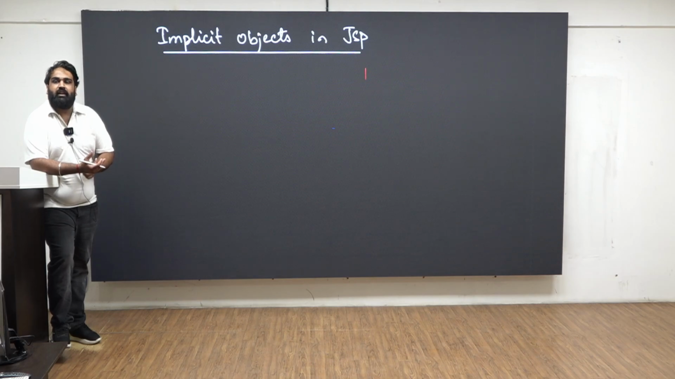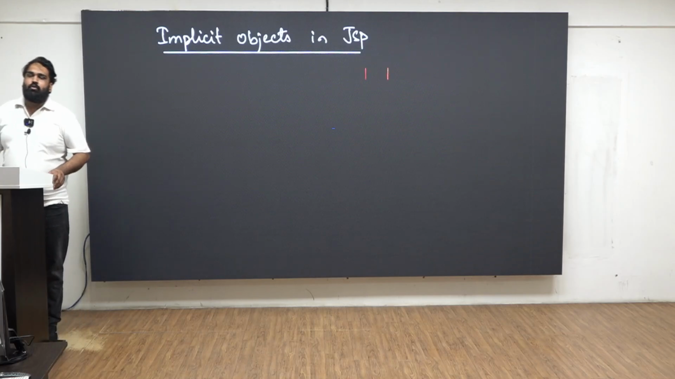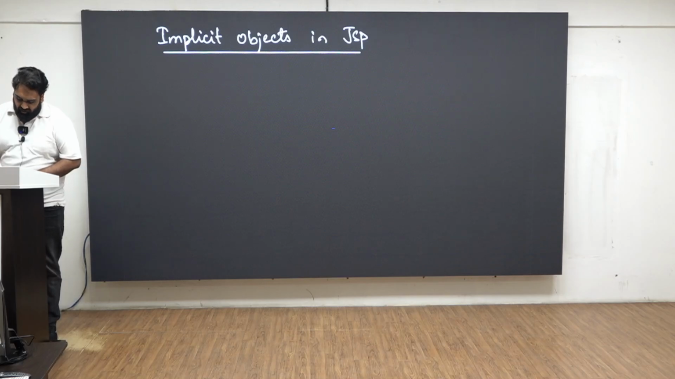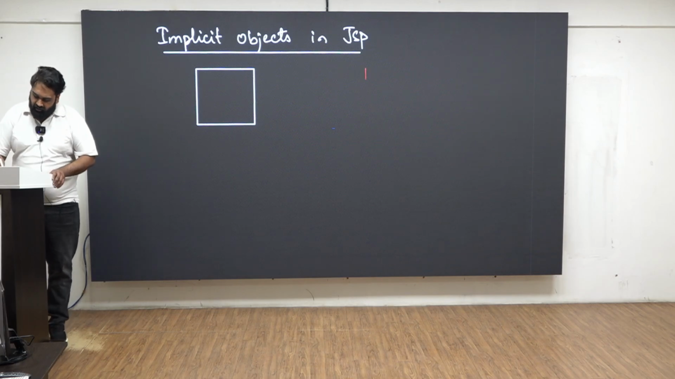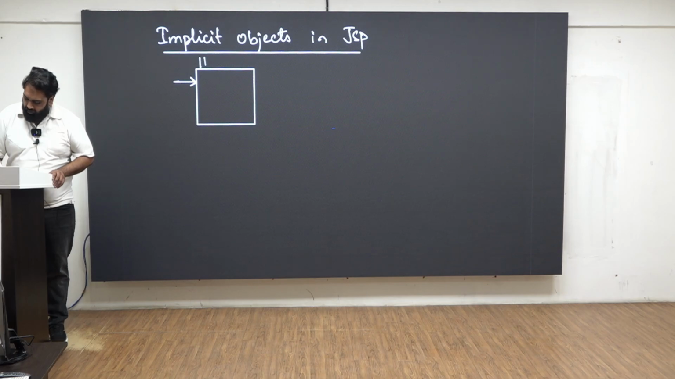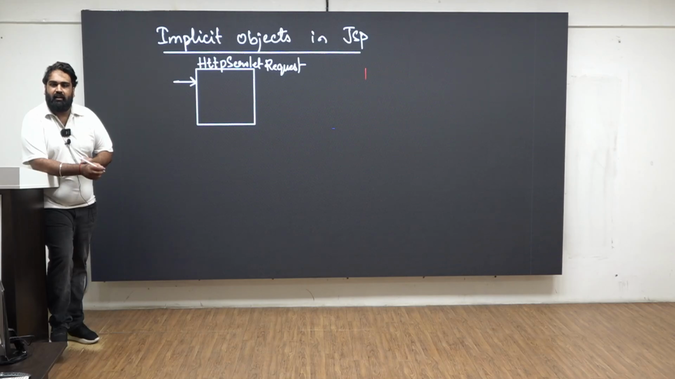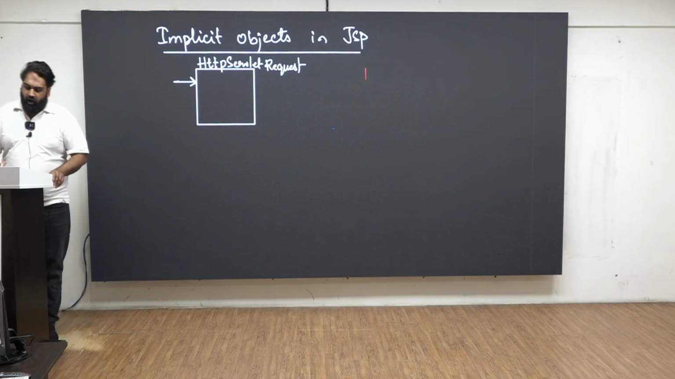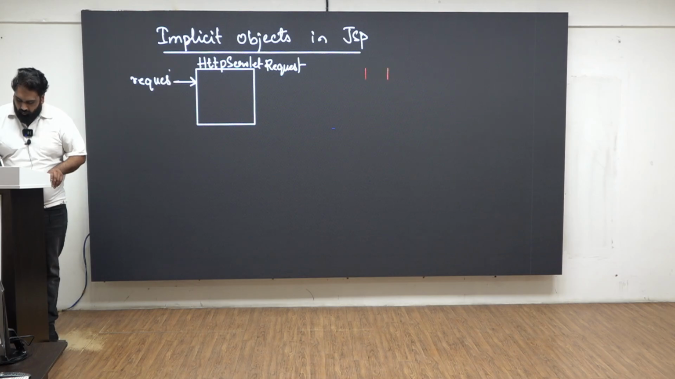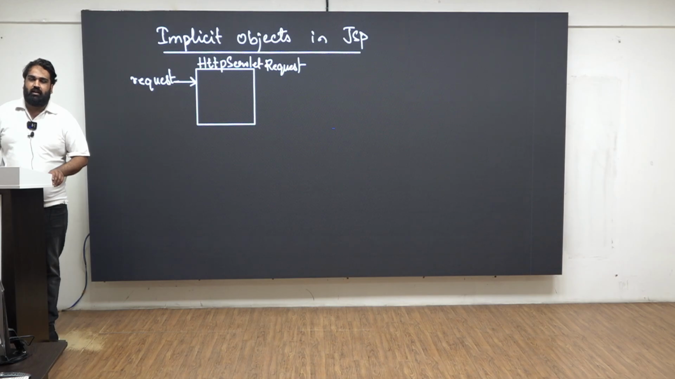Whenever you create a JSP page, I told you there are going to be a few objects which you will readily get. You need not ask for those objects, you need not create those objects. So what are the various objects that I am going to get implicitly? First and foremost, I have one object for a class called HttpServletRequest, and the reference of this object is request.